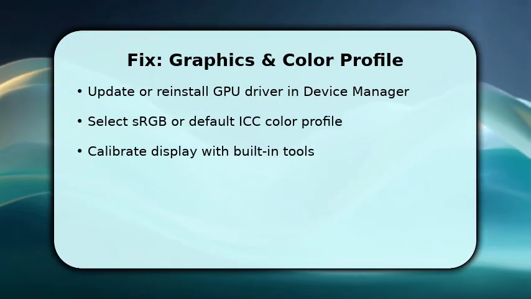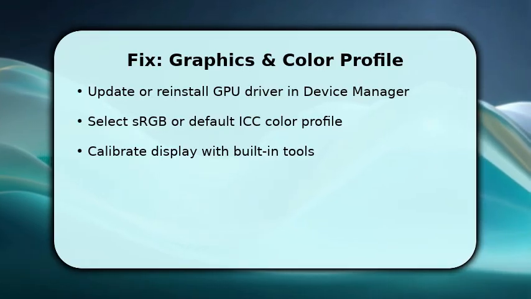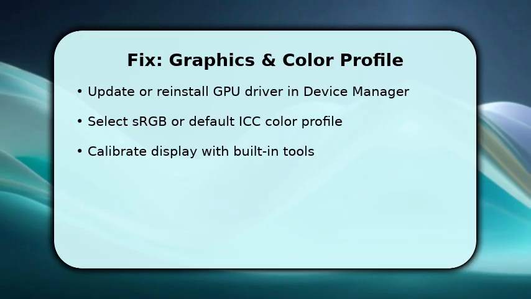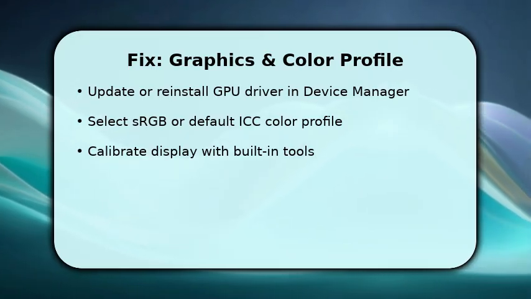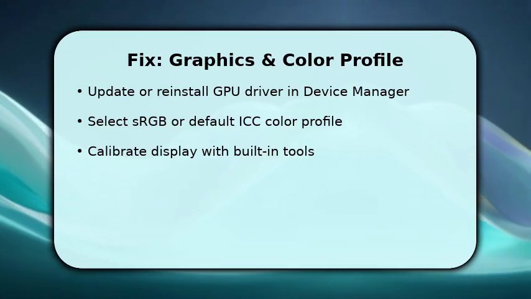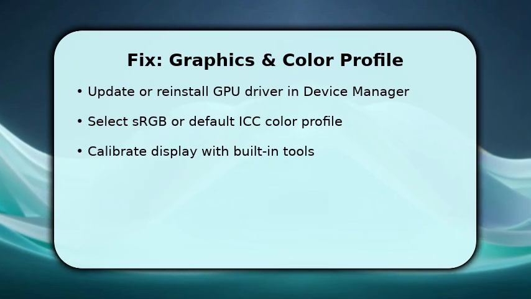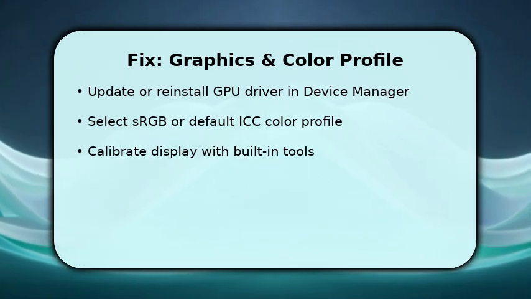Then open Color Management and set the monitor to an sRGB or default ICC profile to remove warm bias. Once that's set, run Windows Display Color Calibration to tune gamma, brightness, and color balance. Make sure to test after each change so you know which action removed the yellow cast and why it worked.